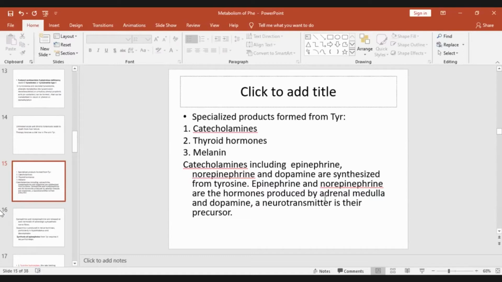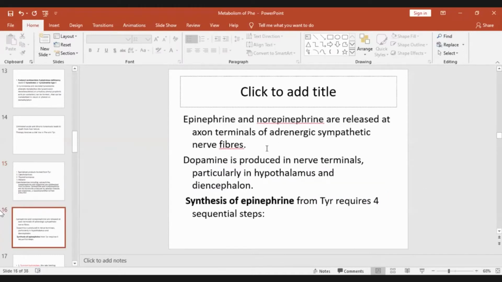Epinephrine and norepinephrine are the hormones produced by adrenal medulla, and dopamine is also a neurotransmitter produced in the central nervous system, released at axon terminals of adrenergic sympathetic nerve fibers. So dopamine is produced in nerve terminals, particularly in the hypothalamus and diencephalon. Synthesis of epinephrine from tyrosine requires 4 sequential steps.